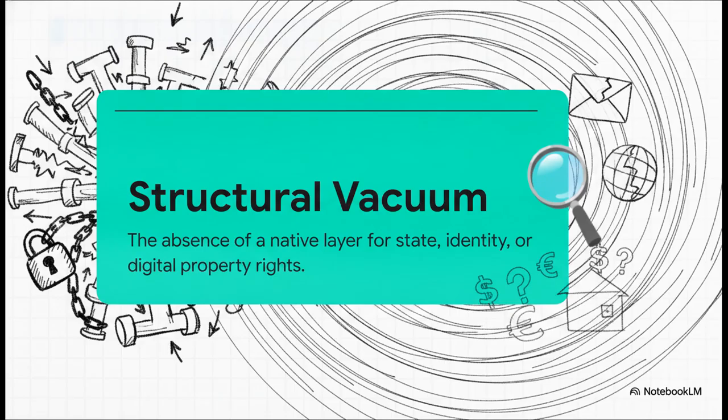Early Web 1 protocols, like HTTP and email, were amazing at transferring data perfectly from point A to point B, but they were entirely amnesic. The network literally had no native memory of state, no built-in way to manage your identity, and absolutely zero concept of digital property rights. It knew exactly how to move a file, but it had no idea who actually owned it.